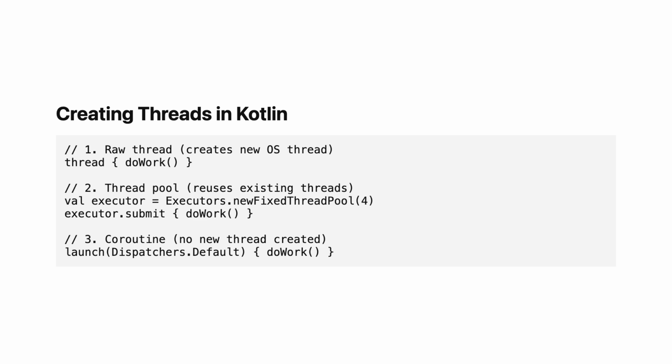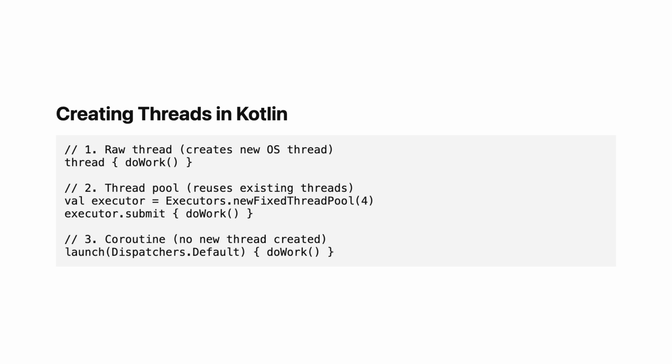You can also use executors which maintain a pool of pre-created threads. When you submit work to an executor, it assigns it to an existing thread rather than creating a new one. This is far more efficient for repeated work. And then there are coroutines, which sit on top of thread pools. When you launch a coroutine, it does not create a new thread. It schedules a chunk of work to run on an existing thread from a pool. The coroutine can suspend, releasing that thread back to the pool, and resume later on a possibly different thread. This is the fundamental innovation, decoupling the unit of work from the unit of execution.